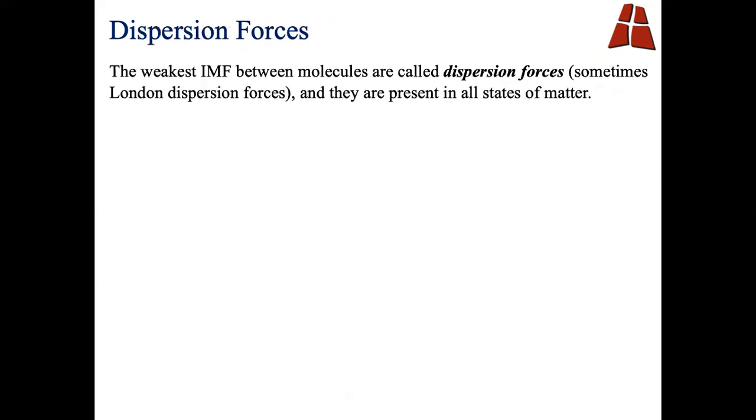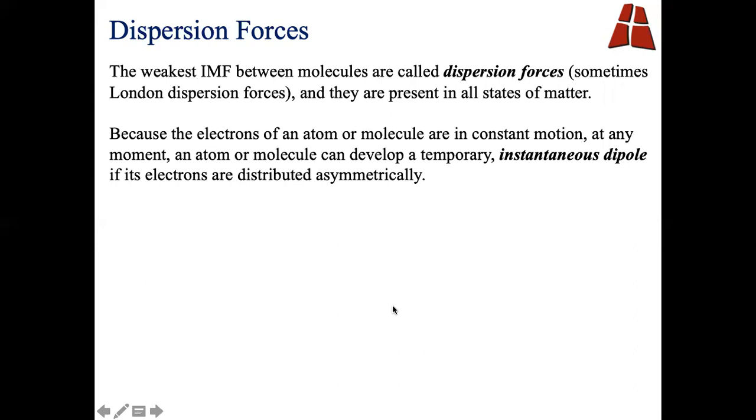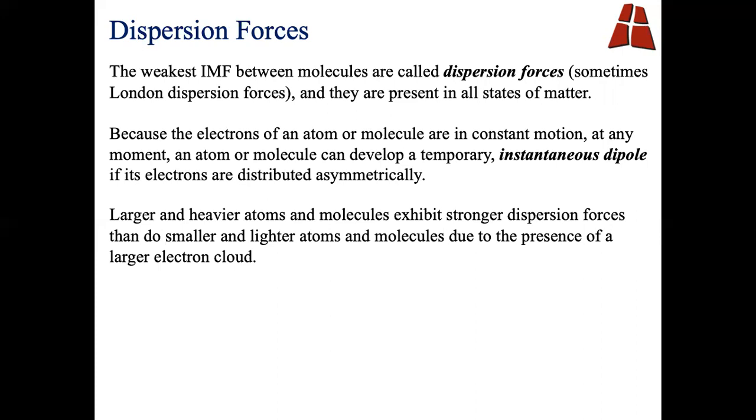Okay. All right. So I want to take this portion of lecture to go through some of the specifics for each of these. So first, we'll start with, again, the weakest intermolecular force, called dispersion forces. And these are going to be present in all states of matter. Okay. Because the electrons of an atom or a molecule are in constant motion, at any moment, an atom or molecule can develop a temporary and instantaneous dipole if its electrons are distributed asymmetrically. Okay, and so that's what really causes these dispersion forces.